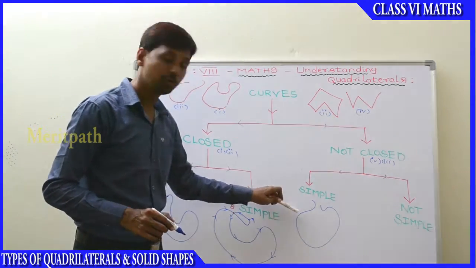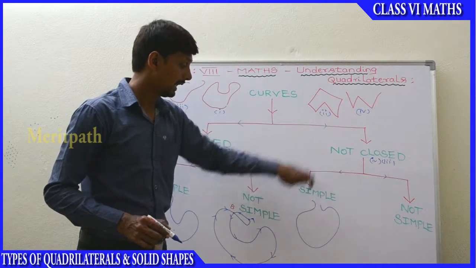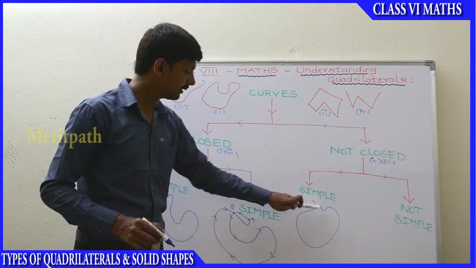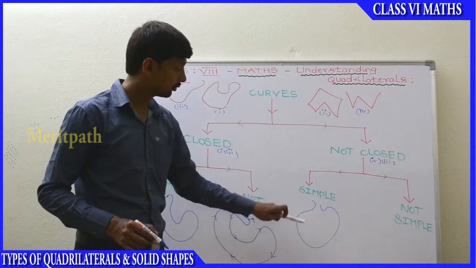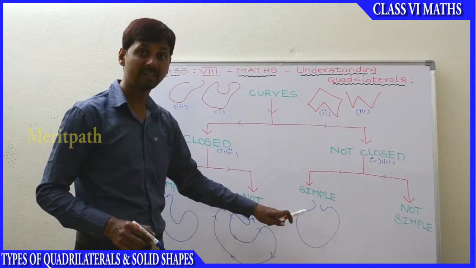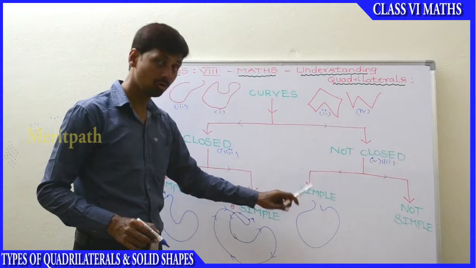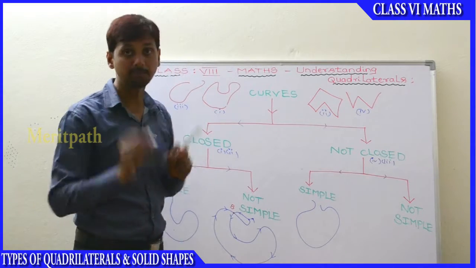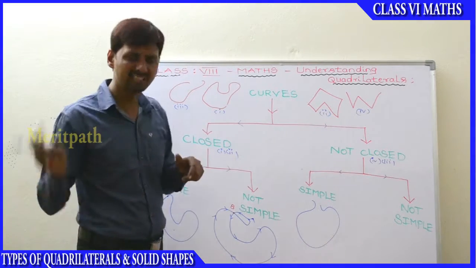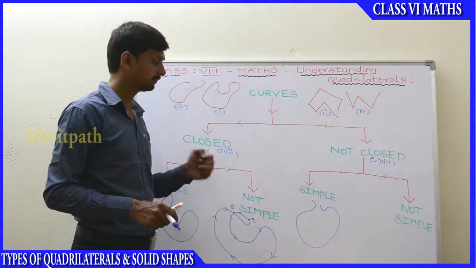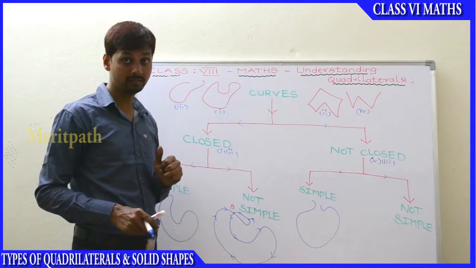It is not a closed curve because it is open. This side is open, so that's the reason we call it an open curve, and it's not closed. It is also simple because the line is not intersecting itself. That's the reason we call it simple.